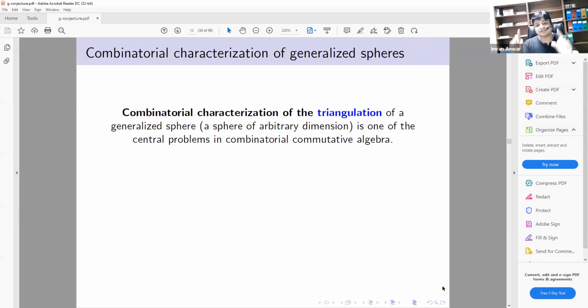Now, the main issue related to triangulation is the combinatorial characterization of the triangulation of a generalized sphere. The main thing highlighted here is the triangulation. What Shaheen and I are addressing today is a special kind of triangulation obtained from a particular method. It is one of the central problems in commutative algebra to give a combinatorial characterization of the triangulation of a generalized sphere. When we say generalized sphere, it means our sphere can be of arbitrary dimension.